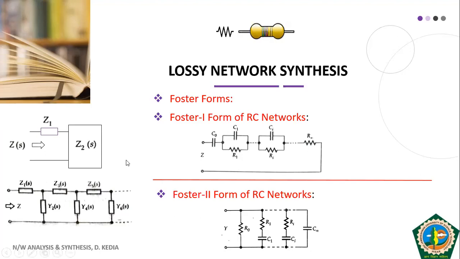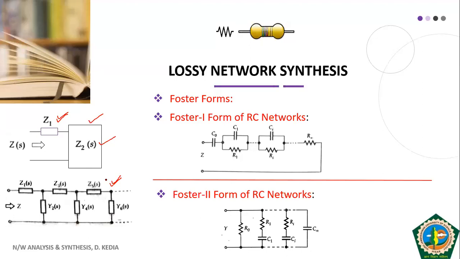So if you look at the slide carefully, on the left hand side, I have shown the way we have synthesized our network in previous classes. Like your Z(s) has been split into Z1 and Z2. So Z(s) can be represented as Z1 plus Z2, and then we had extracted Z1, and then by using continued fraction approach, we had solved for Z2. And this was, you can say, the kind of ladder representation that we had seen in the previous class.